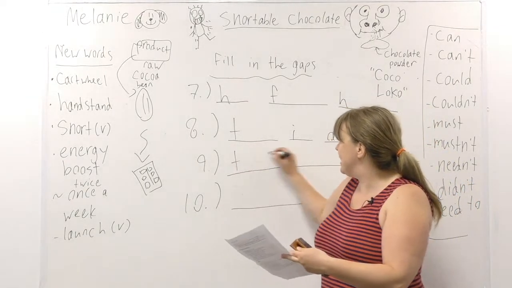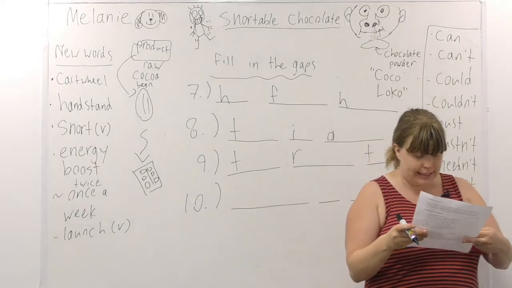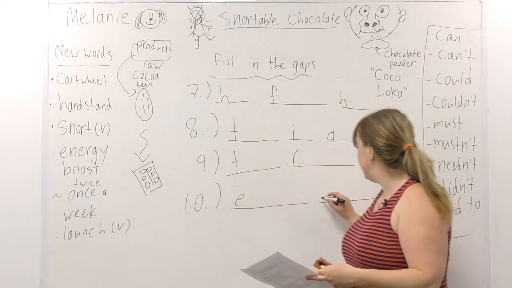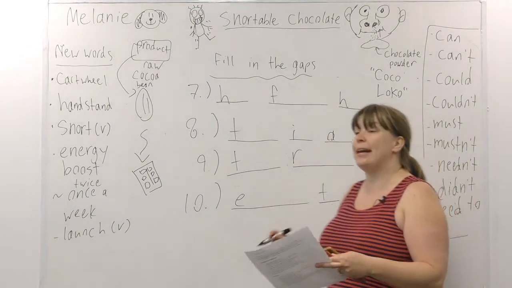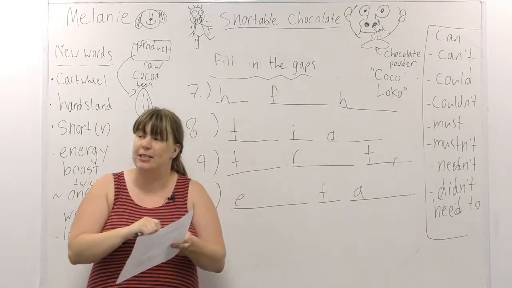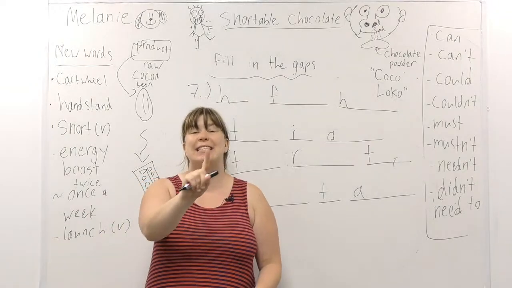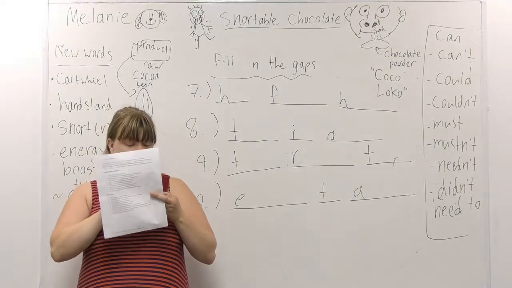And next we're going to have a T, an R, another T, and finally E, T, A. Okay, so I'm going to do this part one more time, number 7 to number 10. So we'll do it one last time, so listen closely. Here we go. Let me just see if we're at the right spot.